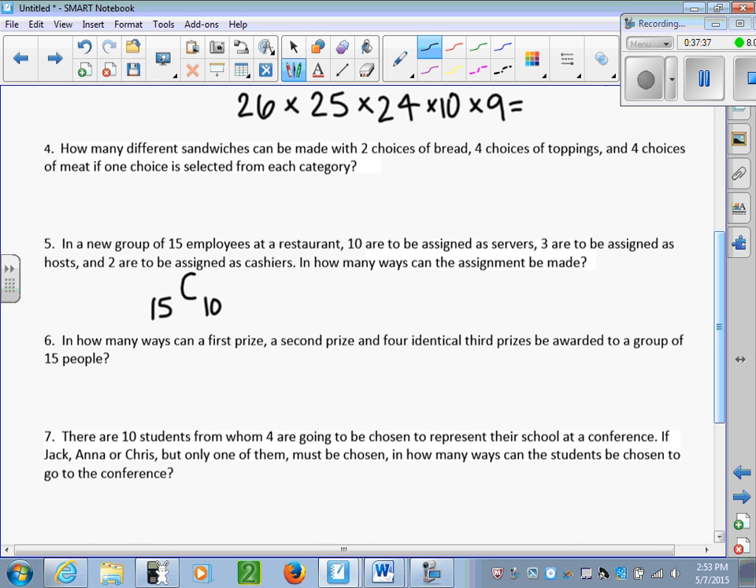Then, on top of that, I'm going to multiply the next option. I now have 5 employees left, and I'm going to assign 3 of them as hosts. So I have 5. Doesn't matter what order they're in at this point. These 3 are all going to do the same job. So 5, choose 3. And then lastly, I have 2 left over and 2 assigned as cashiers. So 2, choose 2. Okay. When you put that in your calculator, you'll get that one.